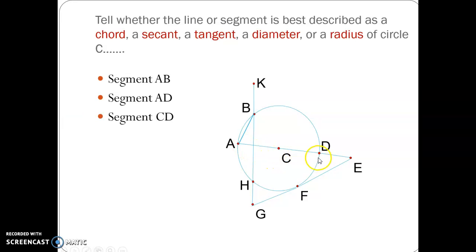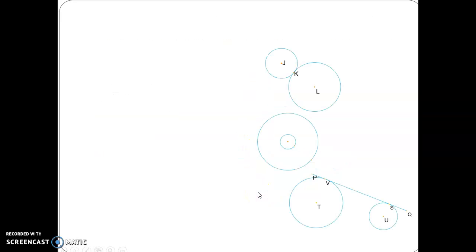CD goes from the center to a point on the circle, therefore this is a radius. Line EG does not go inside the circle. It just swings by, intersects the circle at F, and then keeps on going, so that makes it a tangent. Line GK goes through the circle, so that makes it a secant.